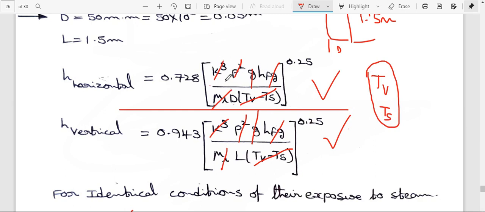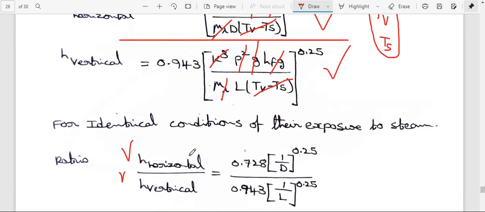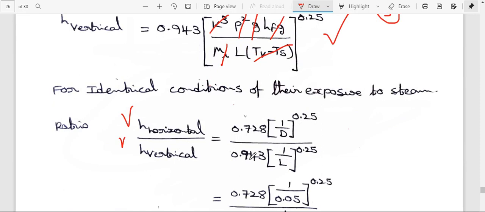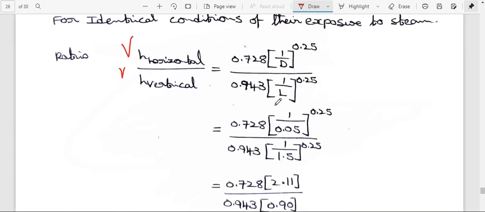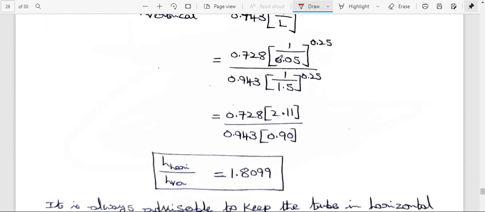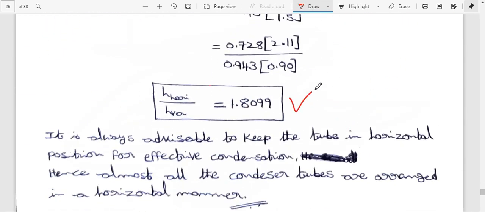After cancelling these values, horizontal is 0.728 into 1 by D to the power 0.25, and vertical is 0.943 into 1 by L to the power 0.25. I can substitute the diameter and L values, which are given in the question. After substituting these values, the ratio is 1.8099.